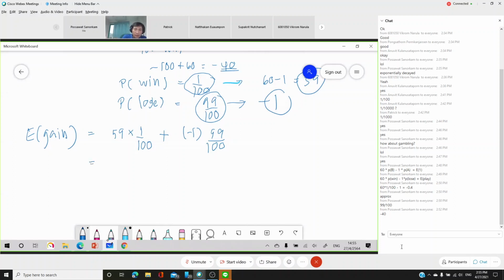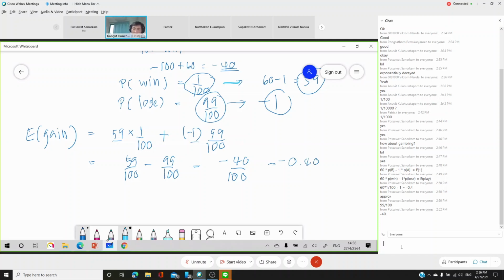And this should be 59 over 100 minus... and you're going to get minus... This is for one game, okay? This is for one game. So per game, we expect to lose about 40 satang.